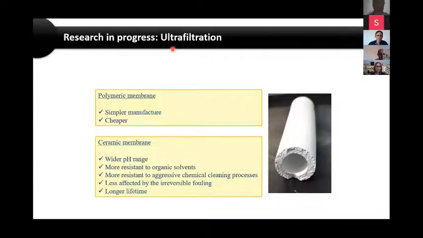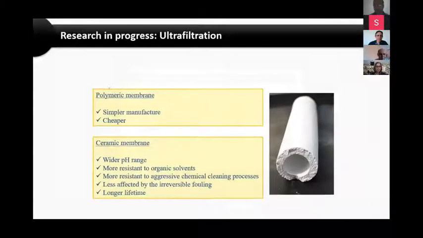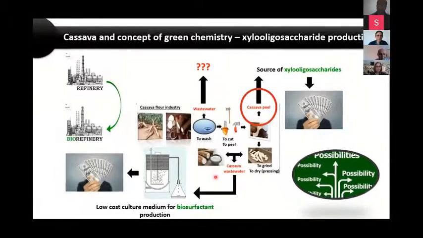Our group has been trying to produce ceramic membranes, which can have a wider pH range. They are more resistant to organic solvents, more resistant to chemical cleaning, and so on. There's a clear advantage to using ceramic membranes instead of polymeric membranes. So this is just one residue.